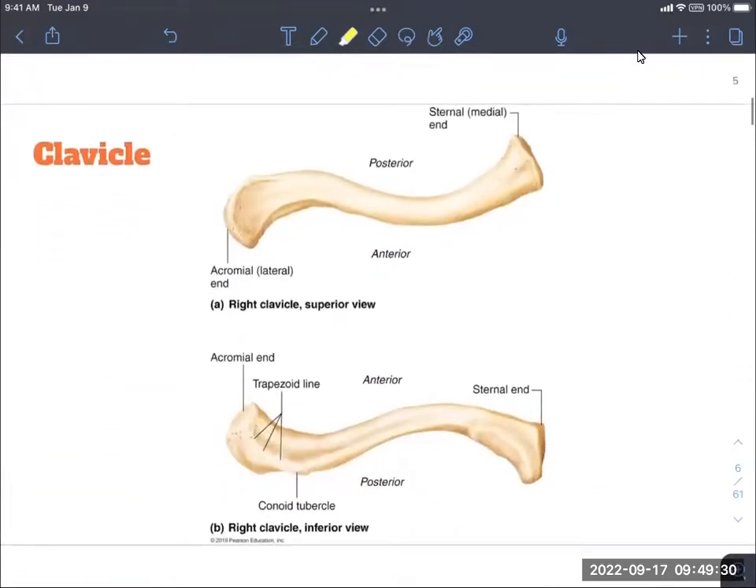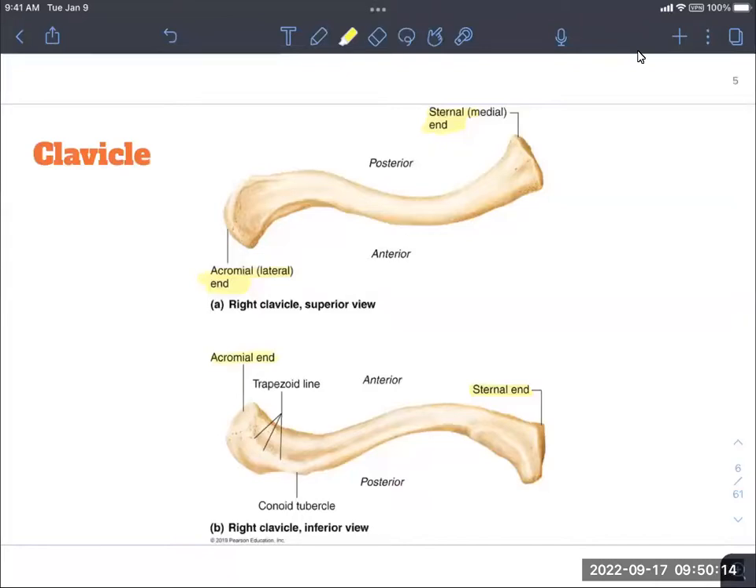So here is a clavicle. We're looking at it from two different angles. We have a superior view and an inferior view. On this clavicle, you see the sternal end. That's on the medial side. That's where it attaches with that sternum. We have the acromial end. That attaches to that scapula, the acromial process. And if we look from the other view, that picture on the bottom, that inferior view, of course, it has that flat sternal end. That flat sternal end is what articulates with, of course, the sternum. And then we have the acromial end. Again, it articulates with the scapula.